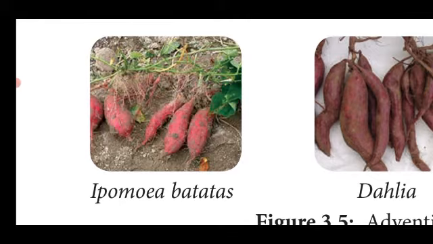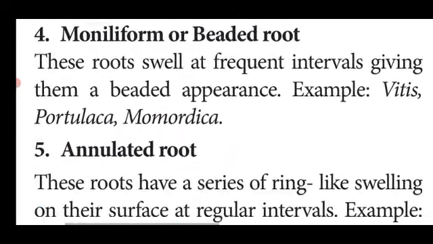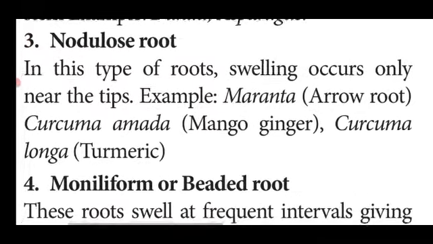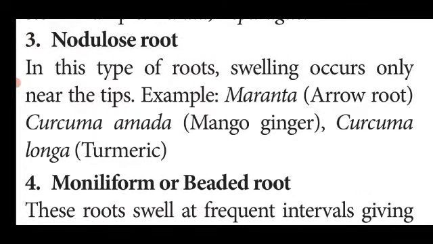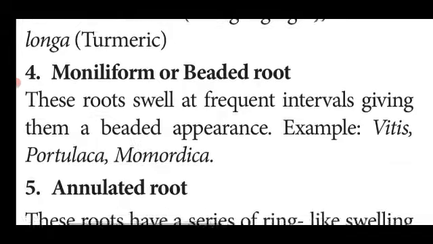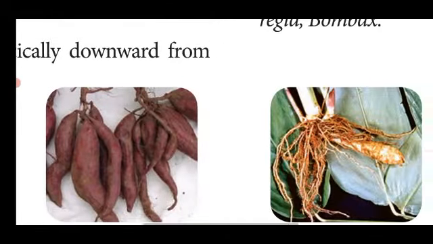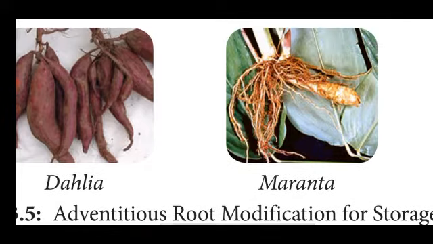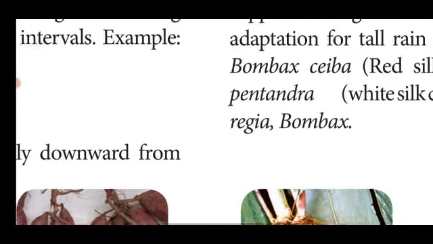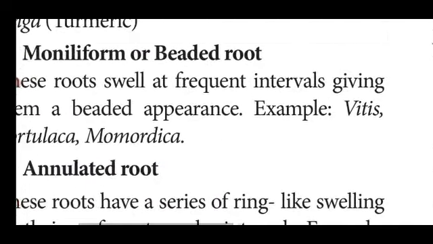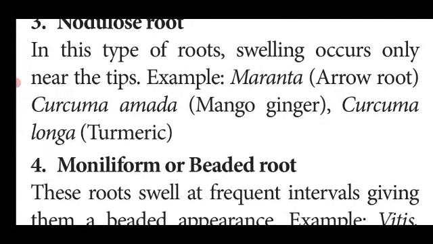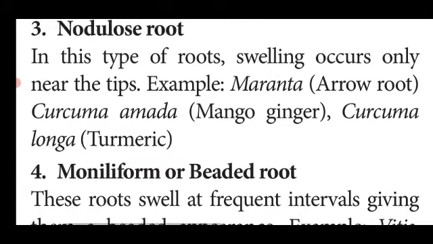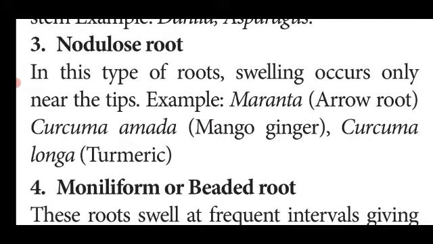The next type of root is a nodulous root. In nodulous root, the swollen part occurs at the tip. The swollen root occurs at the tip region. So the tip is swollen. Examples: Maranta and Curcuma longa, that is turmeric, and Curcuma amada, mango ginger. Such roots are called nodulous roots. In nodulous root, the swelling is a bulge in the tip region.